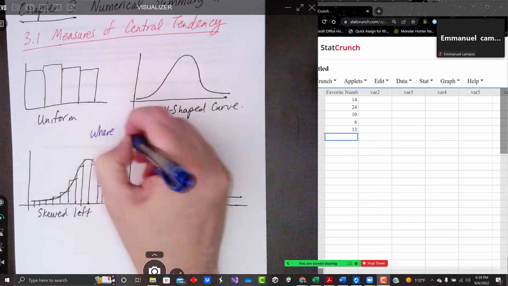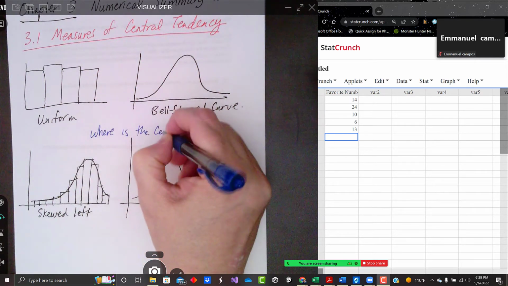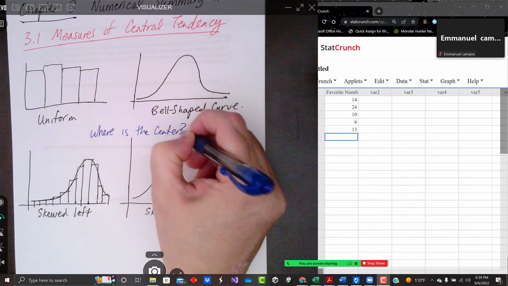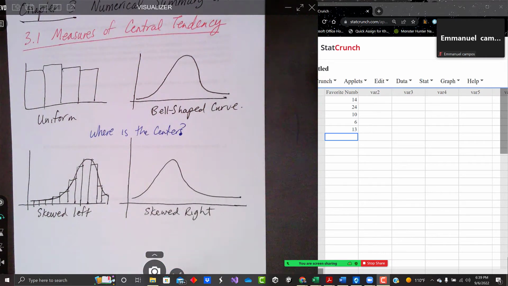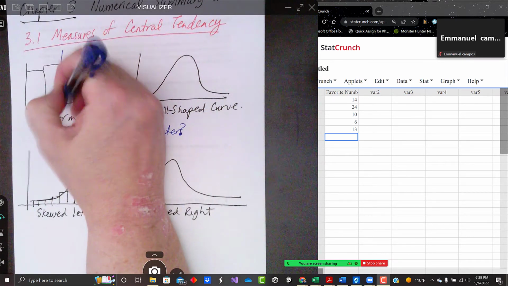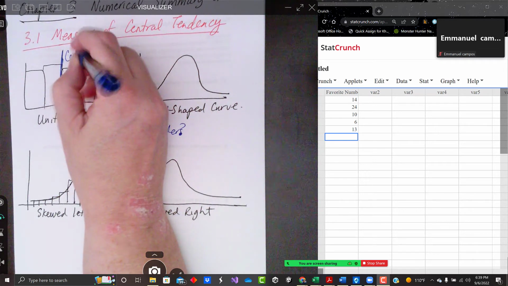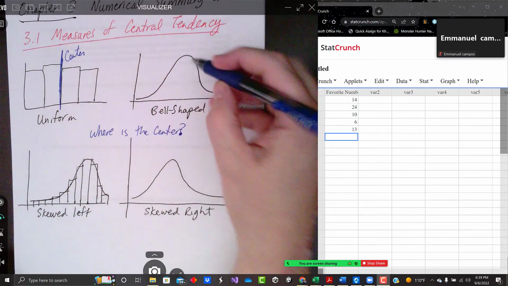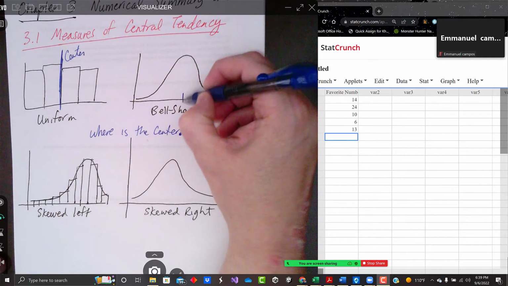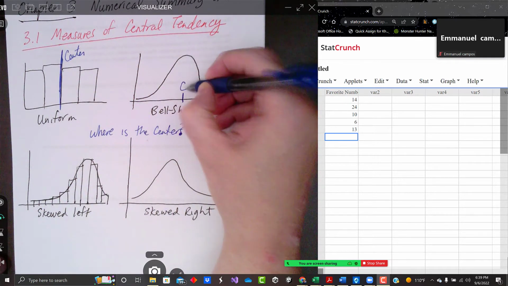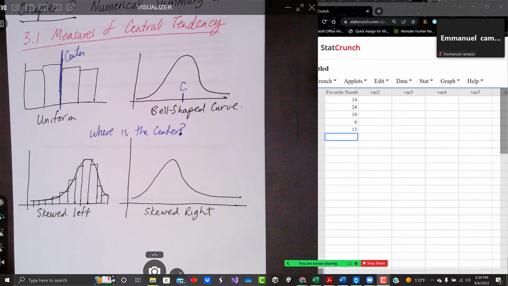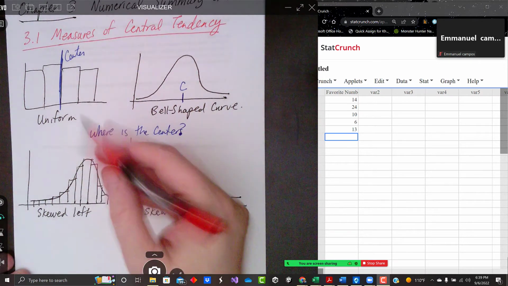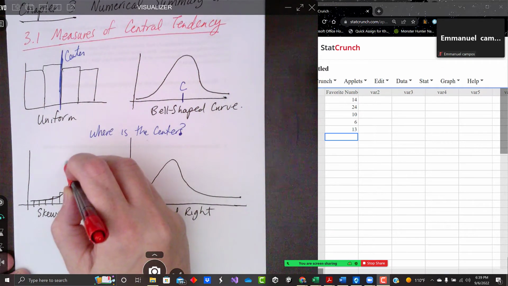Where is the center? Well, for uniform, we might just say it's smack dab in the middle. The center is right here. The bell-shaped curve, we could say it's right in the middle of the center of the hump. I'll use C for center. When we get to the skewed one, though, it's kind of tricky. Like the middle of the picture right here.